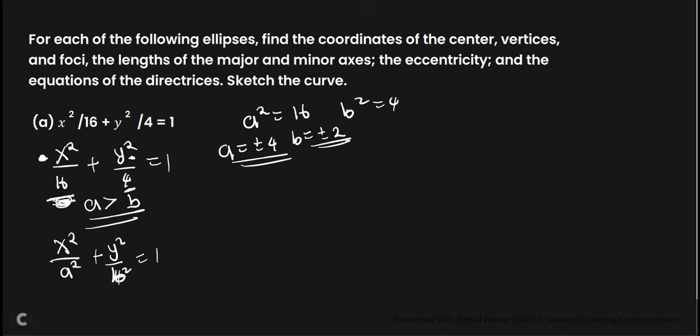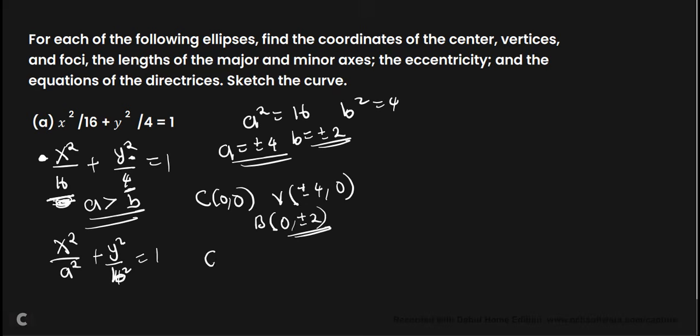So in this situation, what is the center? When you see an equation like that, the center is (0, 0). Then how about the vertices? Remember that they are on the x-axis, which is a, so they are (positive or minus 4, 0). How about b, the co-vertices? They would be (0, positive or minus 2), because that is on the y-axis. So those are the main things that we need to take note of.